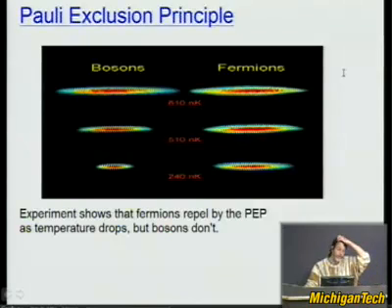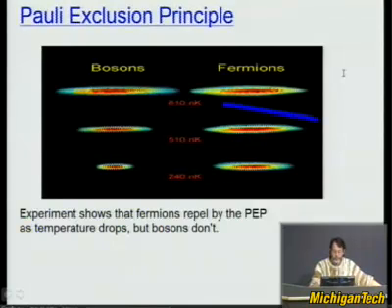However, this is one of the experiments that exist. You can start to cool, freeze to nanokelvins, very cold, bunches of bosons and fermions. You can make a Bose-Einstein condensate, which is lots of bosons in the same state. You can't make a fermion condensate. So experiments show here, clear experiments, that fermions repel by the Pauli exclusion principle as temperature drops, but bosons don't.